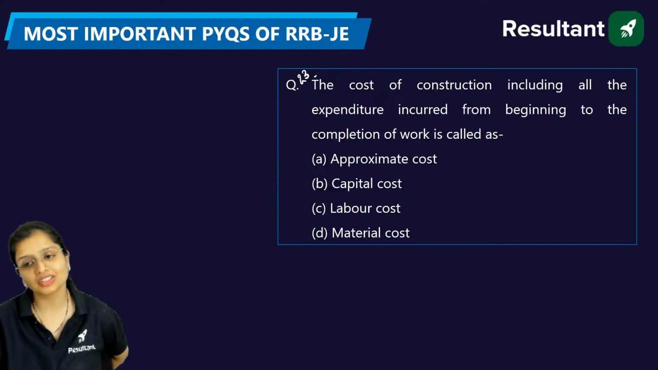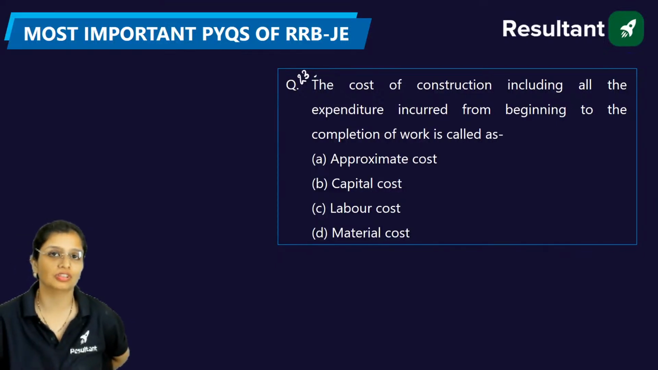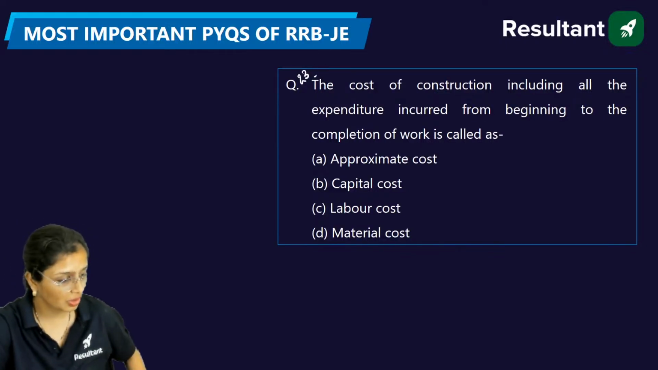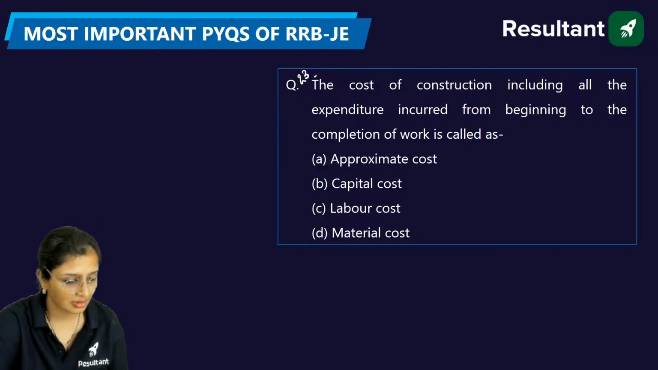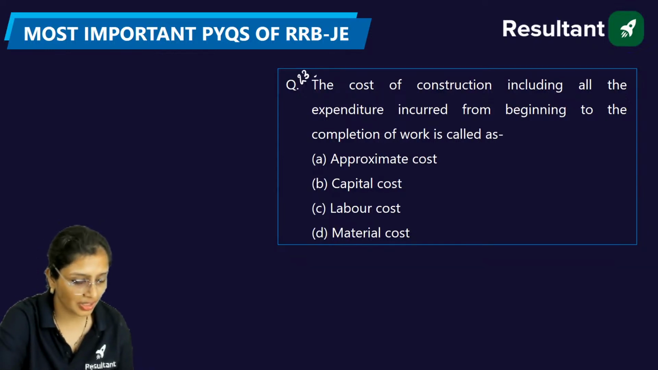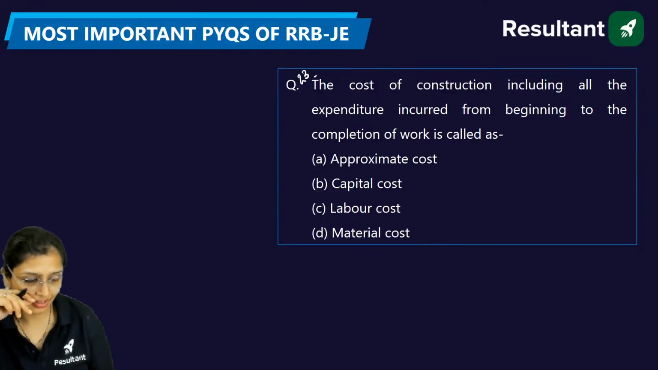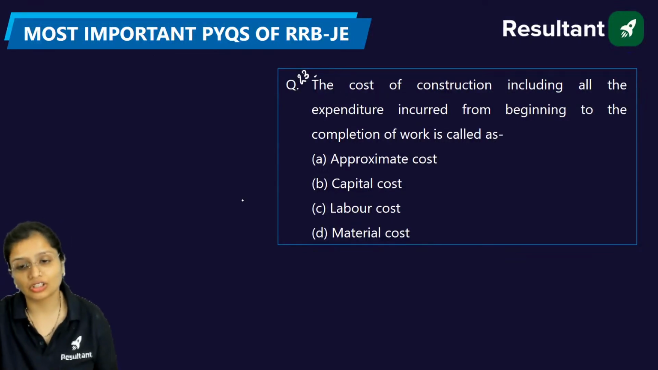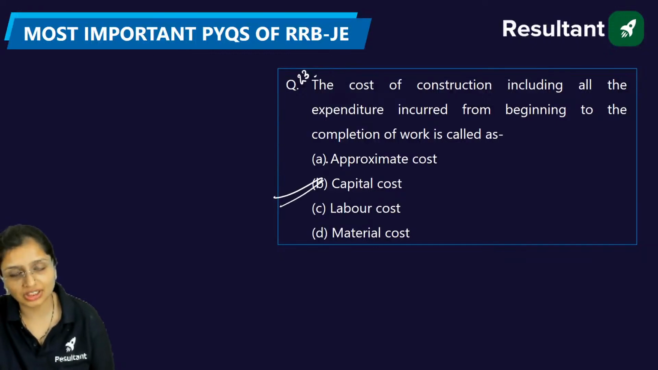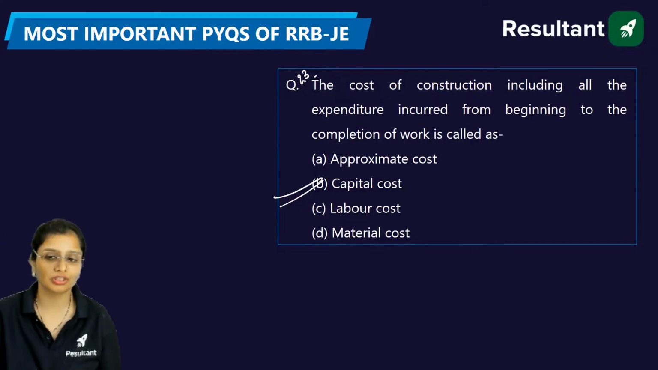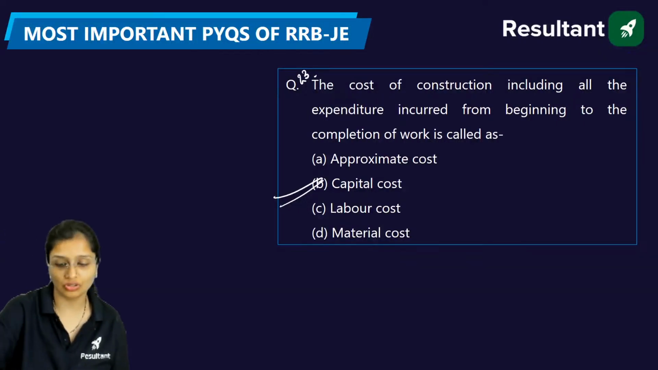Okay, cost of construction from the beginning to the completion of work. What do you call that total cost, guys? Correct, Arvind. You call it capital cost. Right from the starting when your construction started till the end, whatever cost is being used for the completion of work, that is your capital cost.